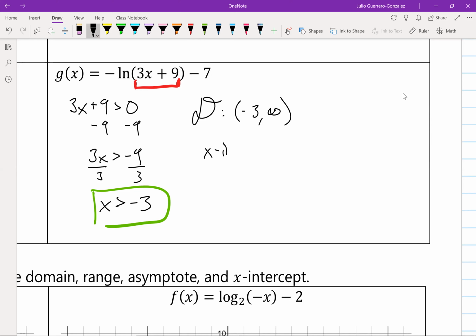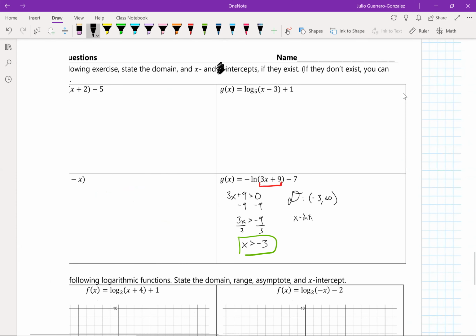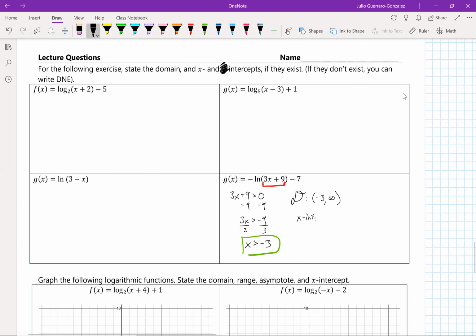Oh, wait. Is it positive 3 because of the sign, you have to do the equal? Actually, no, you can't find the x-intercept for this one. Don't worry about the x-intercept.